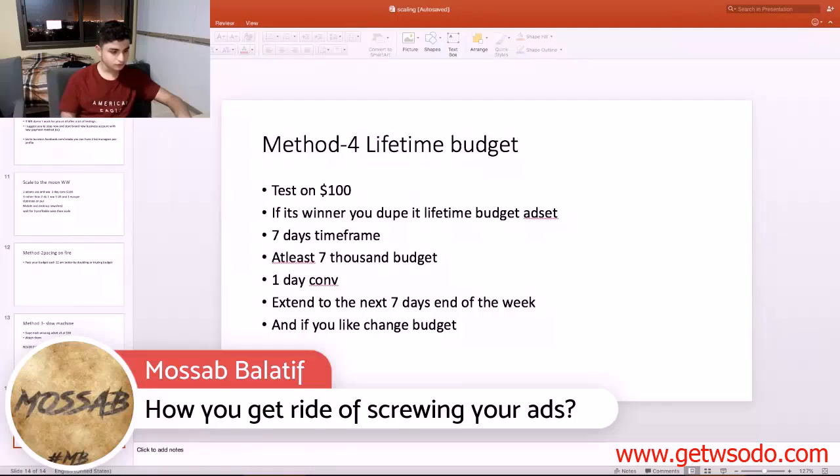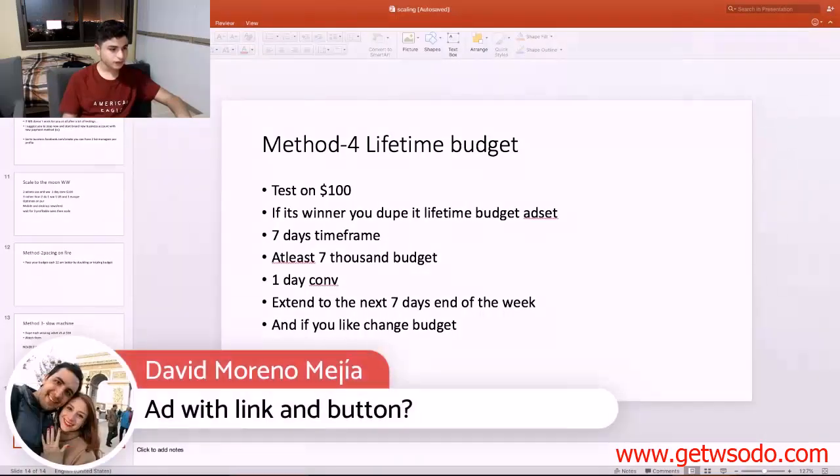Ad with link and button. If you have a button or without a button, same results for me. The only thing is you see higher clicks, but the purchase ratio is exactly the same. The only difference is the click ratio, but they are the same in the cost per purchase and purchase ratio.